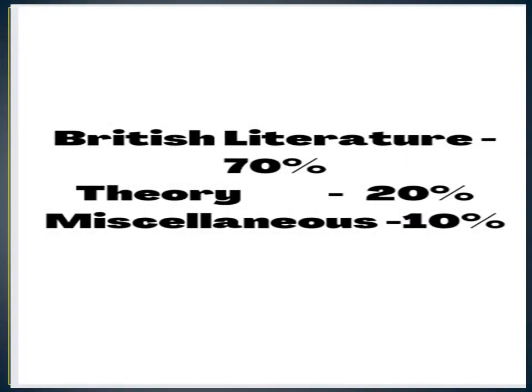if you take English literature, 70% of questions will be asked from British literature, 20% from theory, and the remaining 10% from miscellaneous questions. So you have to concentrate much on British literature up to the current scenario. That is very important. Apart from that, you can get much score in the theory paper and also in the miscellaneous type of questions, which I am going to discuss in the upcoming videos.